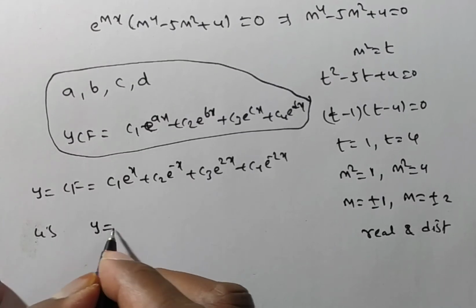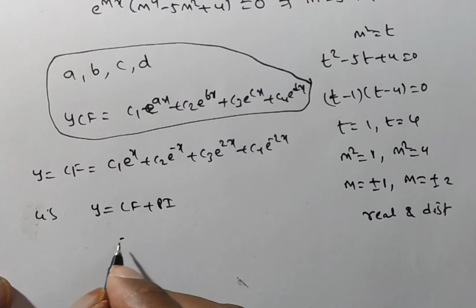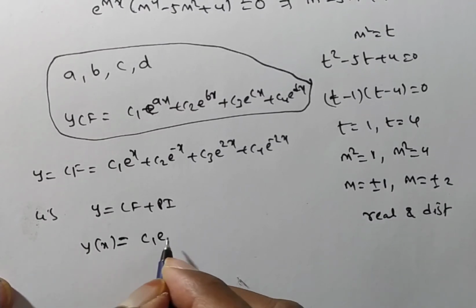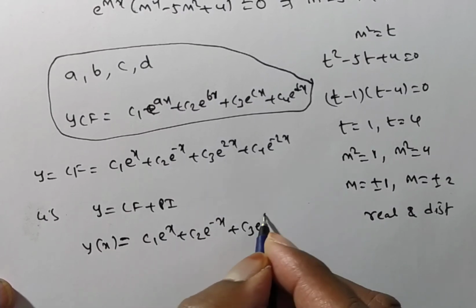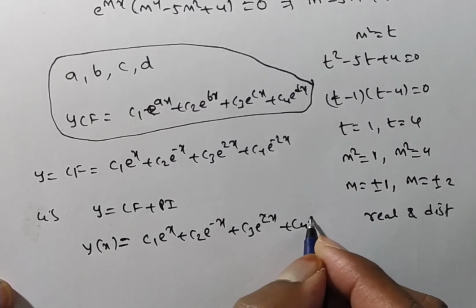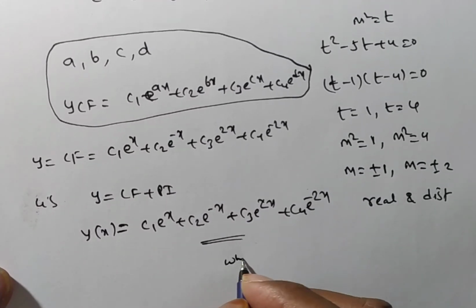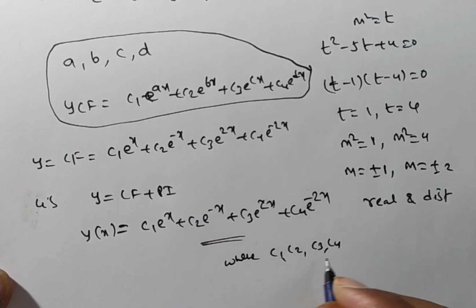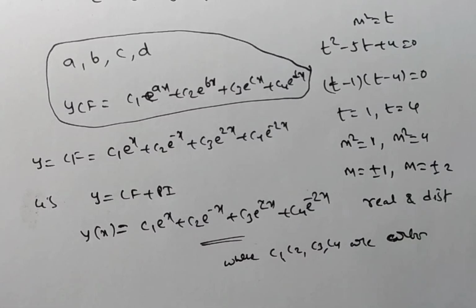Now the general solution. The general solution is y = CF + PI. PI is already 0, so we are left with only CF. Therefore y(x) = c1 e^x + c2 e^(−x) + c3 e^(2x) + c4 e^(−2x) is the final solution, where c1, c2, c3, c4 are arbitrary constants. So you can take any one of them, right?